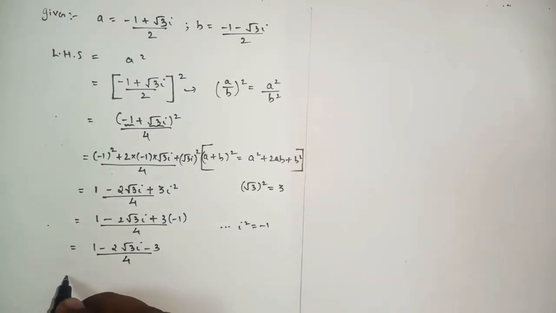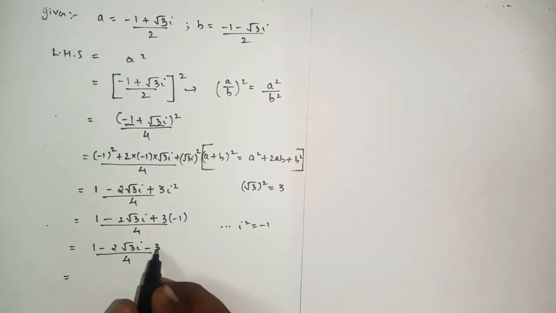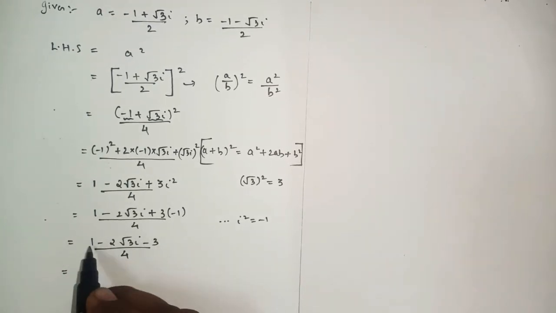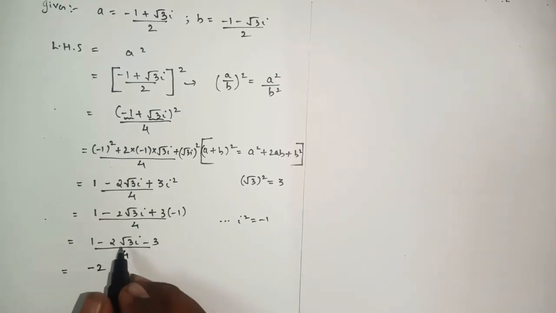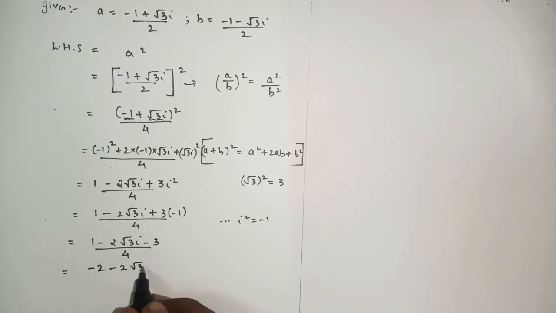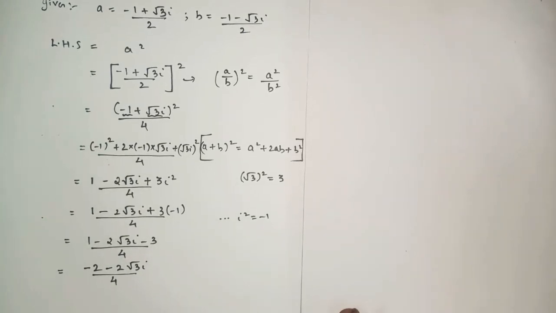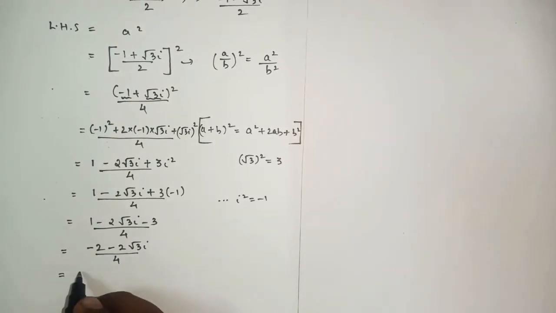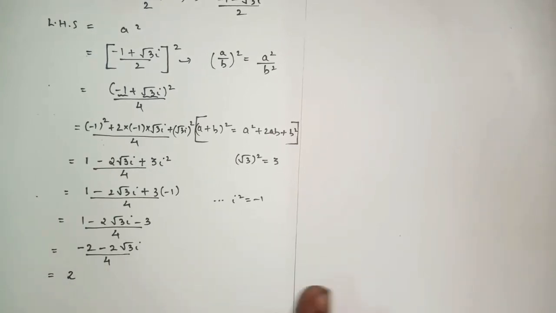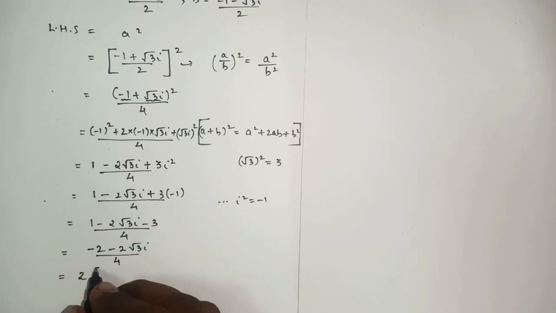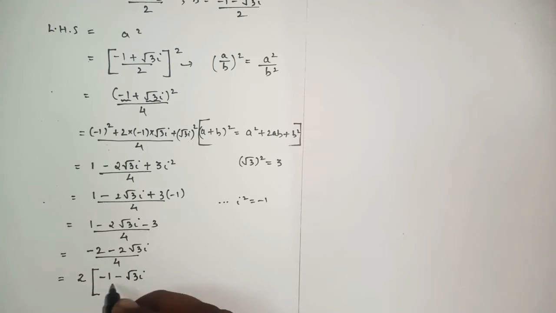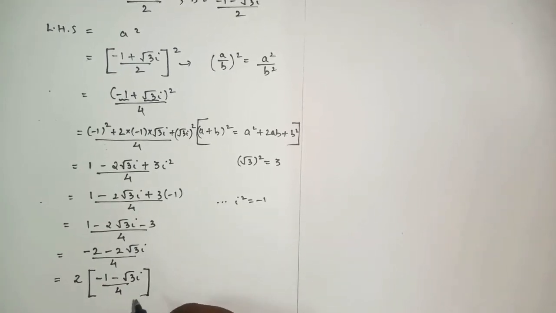Now here we have the numbers and i terms, so we can see the like terms and solve this number. So 1 minus 3, you will get -2. Here we have -2√3 i upon 4. Further this we can write as what? Clearly we can see that 2 is common here, so we can bring 2 as common. Bring the number only, don't bring the symbol. So with 2 as common, inside the bracket you will get (-1 - √3 i)/4.